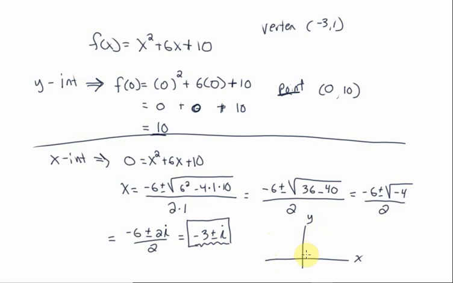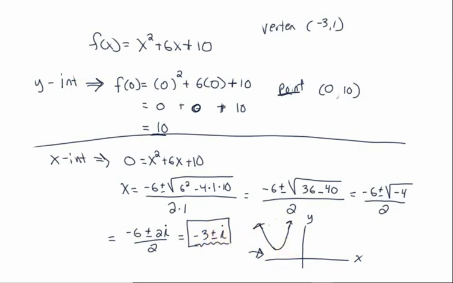What that means is that this one is going to be at negative 3, 1, the vertex, and it's open like this. It never actually crosses the x-axis in our real number plane. So there's no real x-intercepts. There are imaginary ones, complex ones, but no real ones.